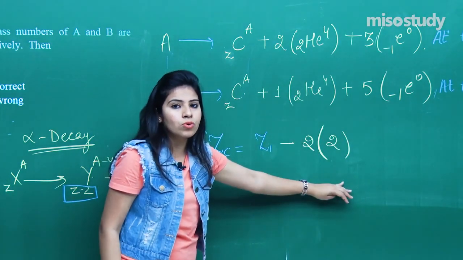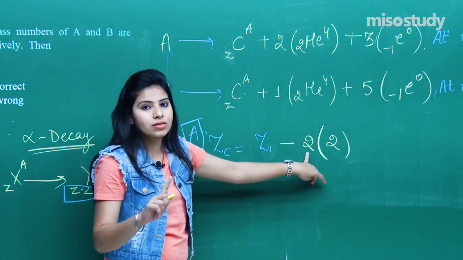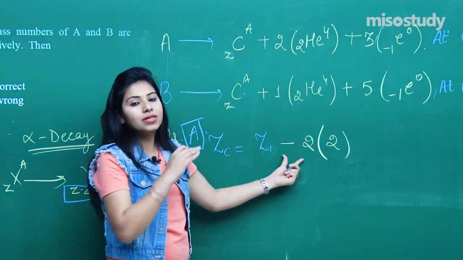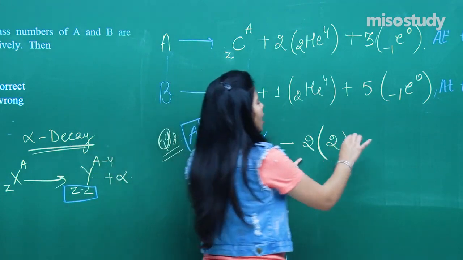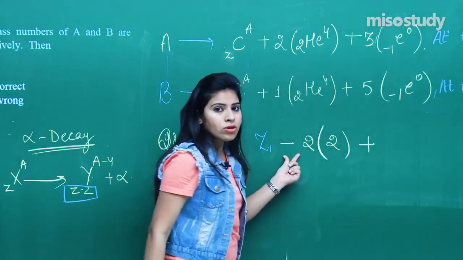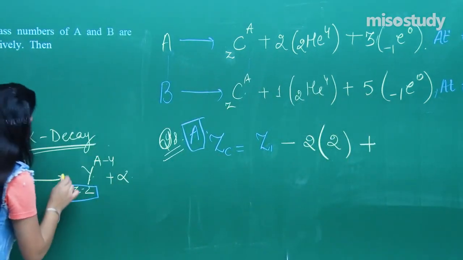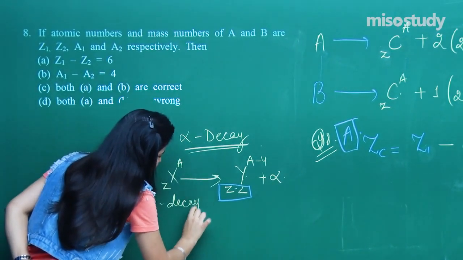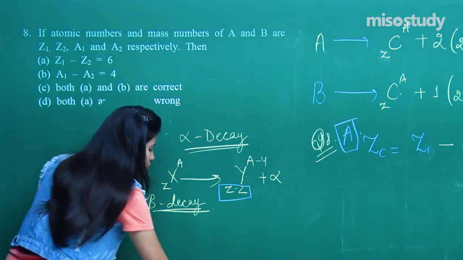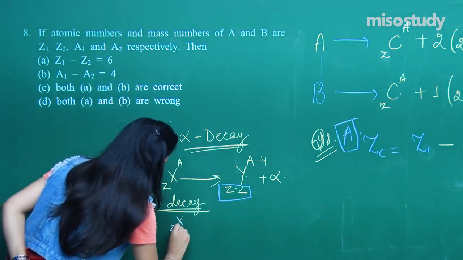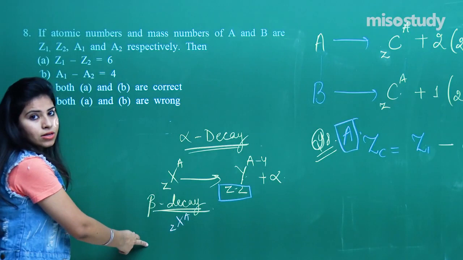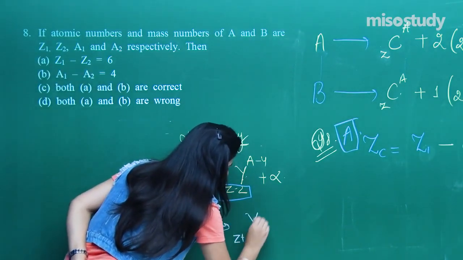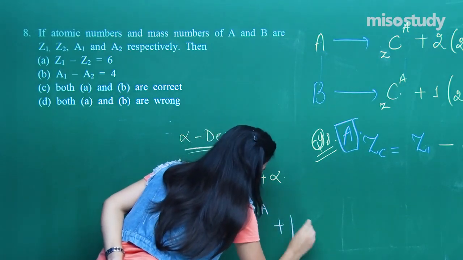Charge is reduced by 2 and already there are 2 alpha particles. So 2 multiplied by 2 and a minus sign because they are reducing. And we know that, let me just again write for beta decay. In the case of beta decay, you will see, are you guys able to see this? Okay. So you will be having Z plus 1 and A will remain the same.